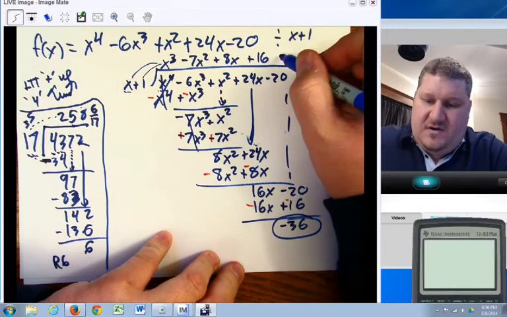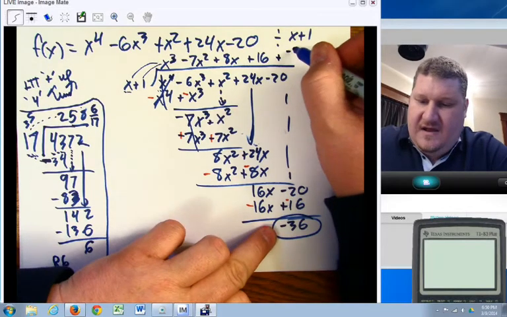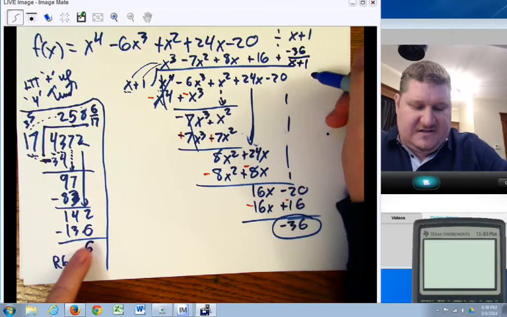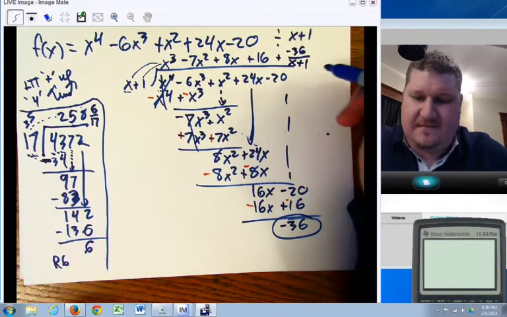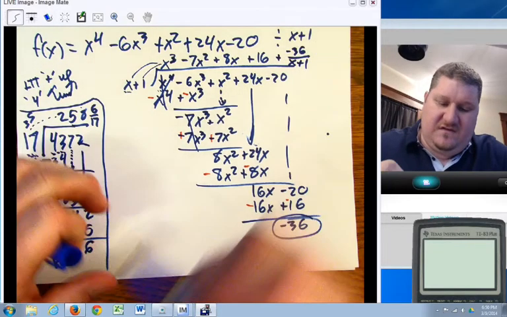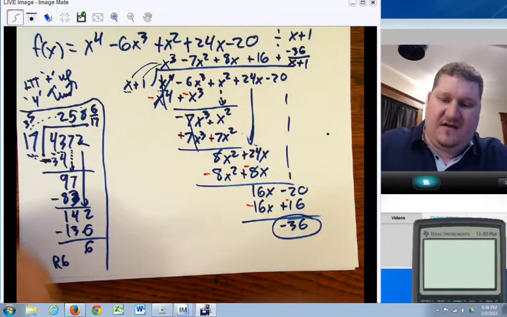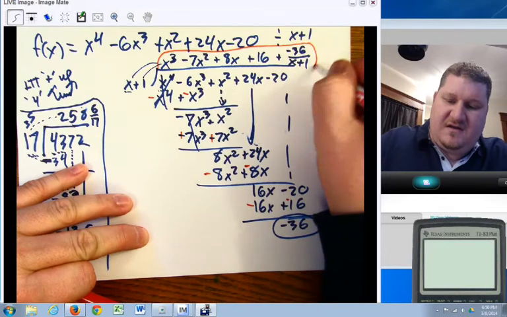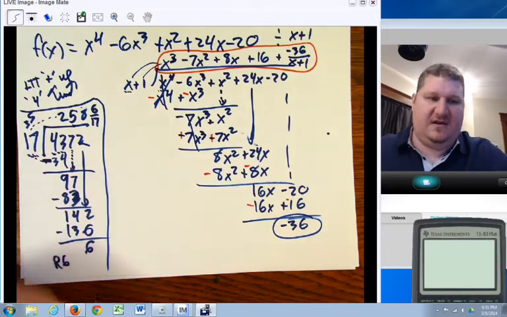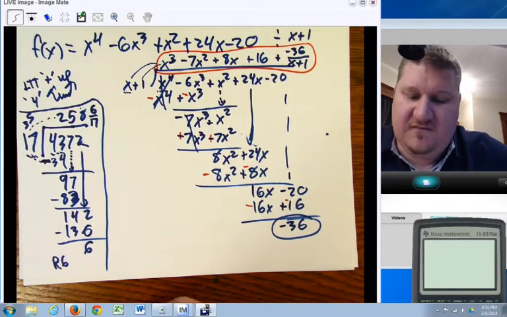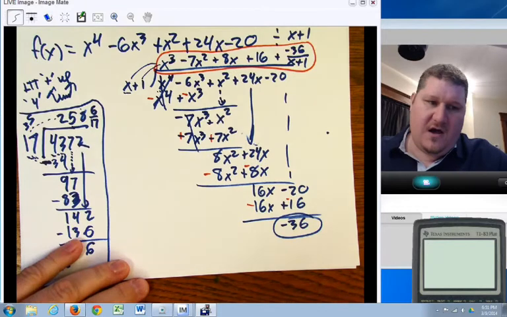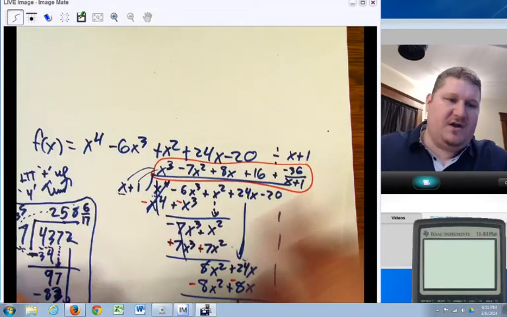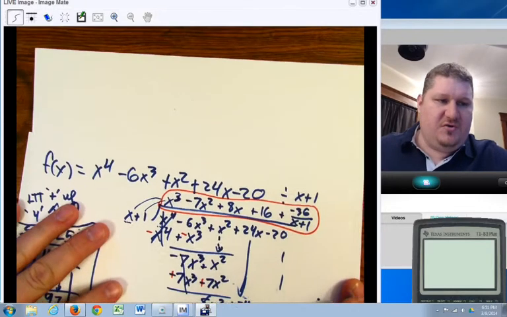So we're going to say plus negative 36 over x plus 1, just like we said 6 over 17. x plus 1 is not a factor here because it does not go in evenly. You say, that is a whole lot of work. Yes, it is. So what we're going to do is use what's called the remainder theorem.